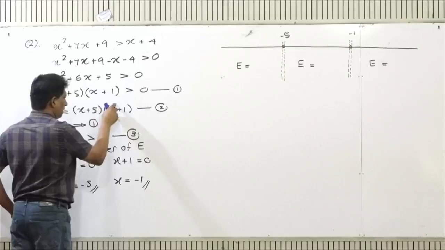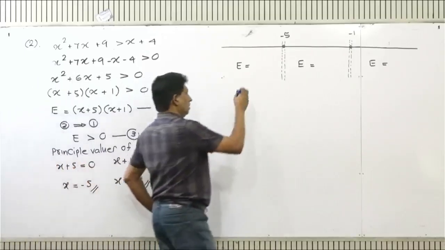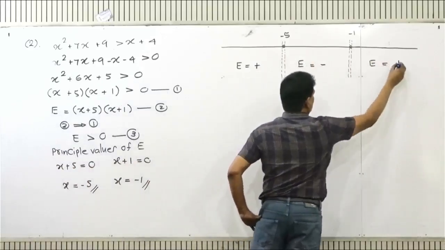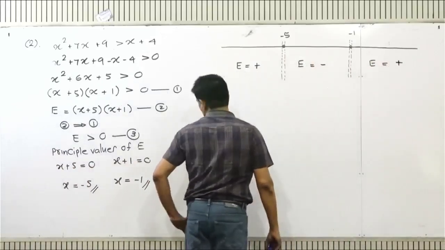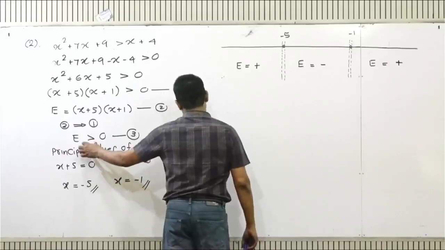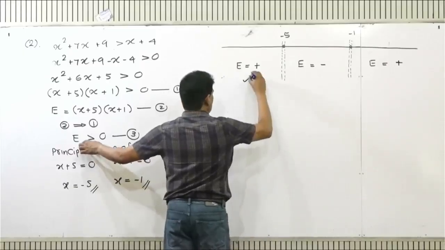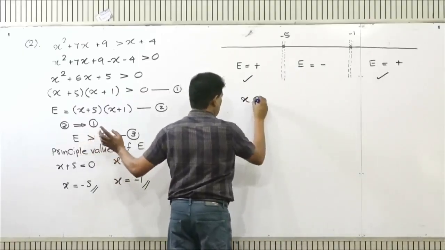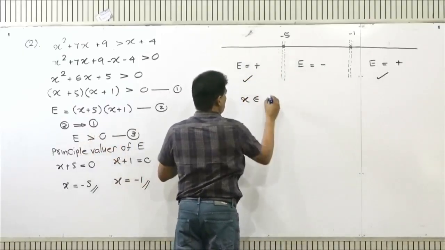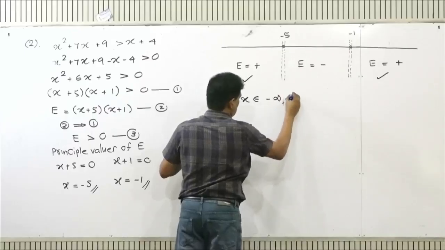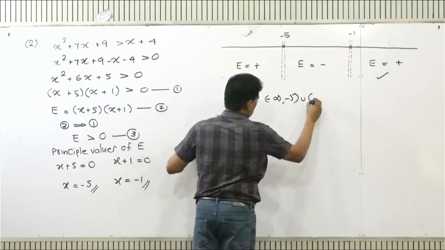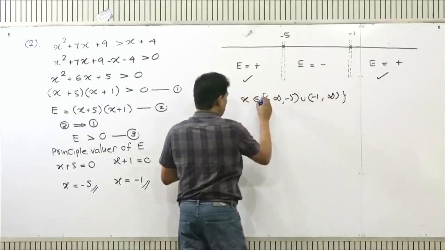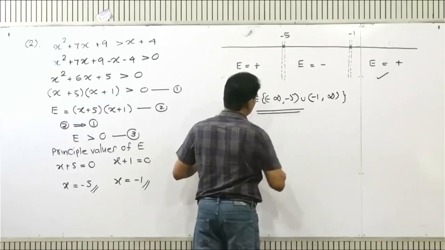Then minus into minus means positive. Sign of E positive. Then sign of E negative here, positive here. Now what do we want? E positive area, this area and this area. Now we can write down the solution. This area means minus infinity to minus 5. Right? This is the solution.